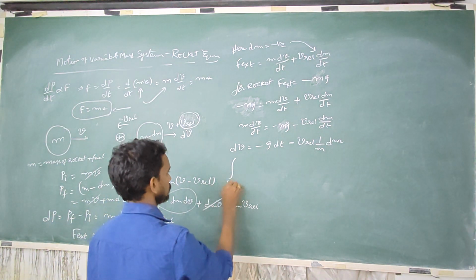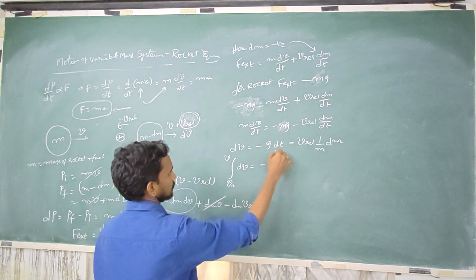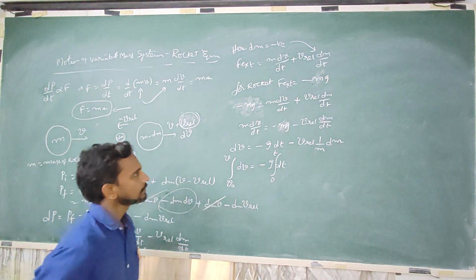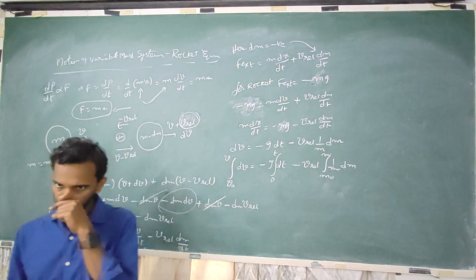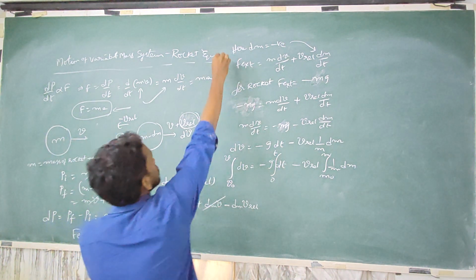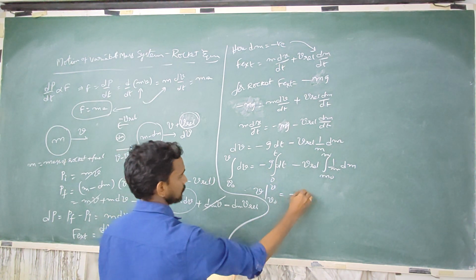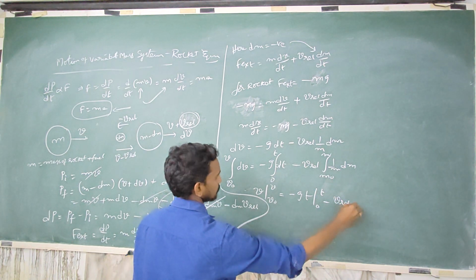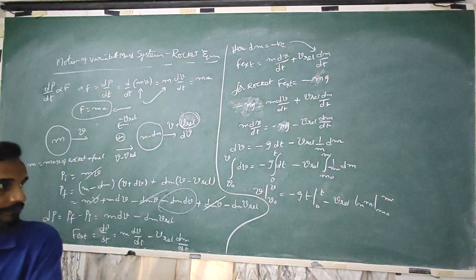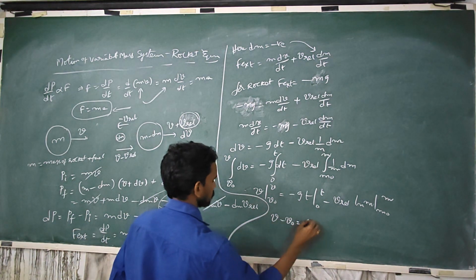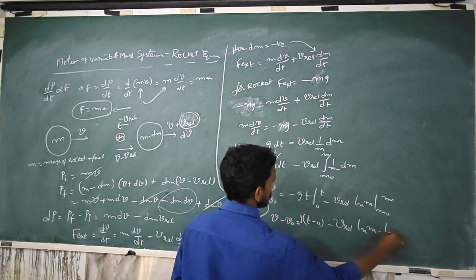So now I try to integrate this. Let's say v0 is my initial velocity and v is the final velocity, and for g dt, time starts from 0 and ends at t, minus v relative 1 by m dm from m naught to m. If you integrate this, what do you get? v naught to v, minus g t from 0 to t, minus v relative times the integration of 1 by m, which is log m, from m naught to m. So v minus v0 is equal to minus g times t minus 0, minus v relative times ln m minus ln m naught.